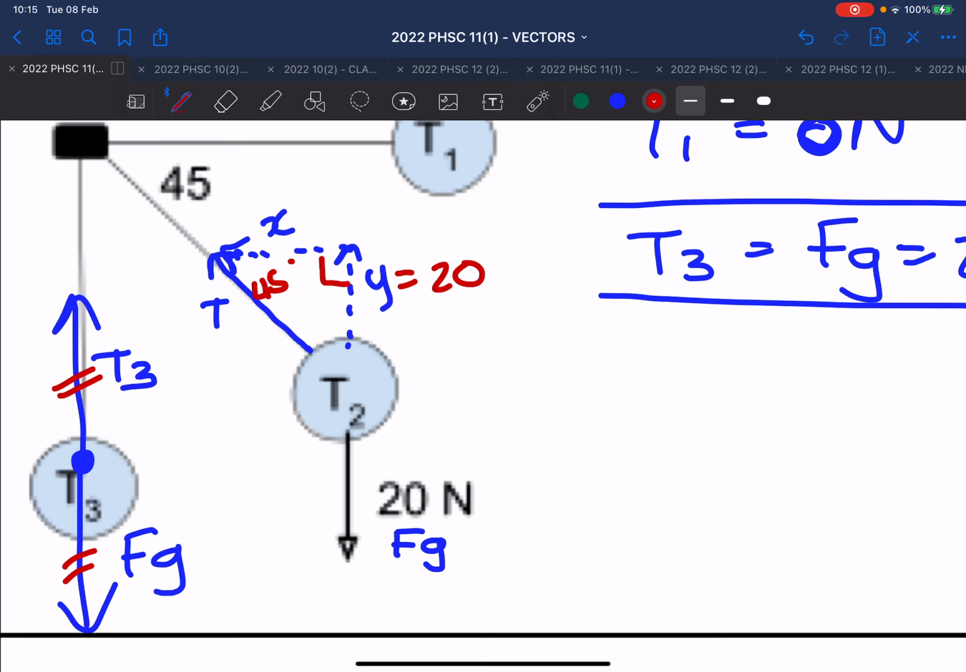What did I do with the rope? It's not going up or down. This block is not going up and down like this. So it means the up force must be equal to the down force. Same thing here, the up must be equal to the down. So that is why this one and this one will be the same size.